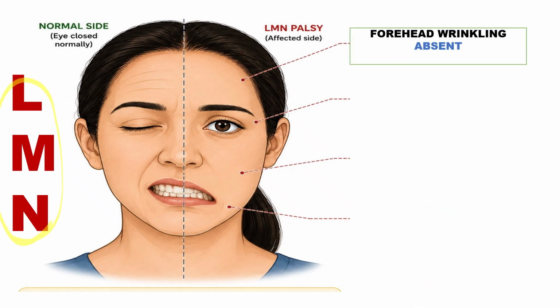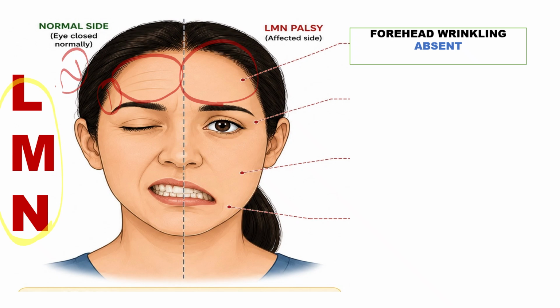LMN facial nerve palsy. So first thing, we have to ask the patient to raise the eyebrows and we should see the wrinkling on the forehead. So this is the normal side. We are able to see the wrinkles on the normal side. Whereas on the affected side, as you can see, there is no wrinkling over the forehead.